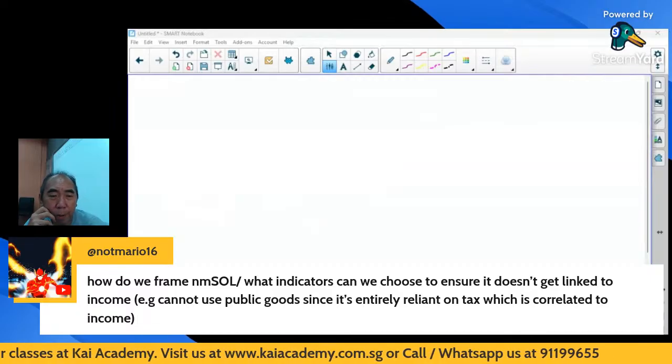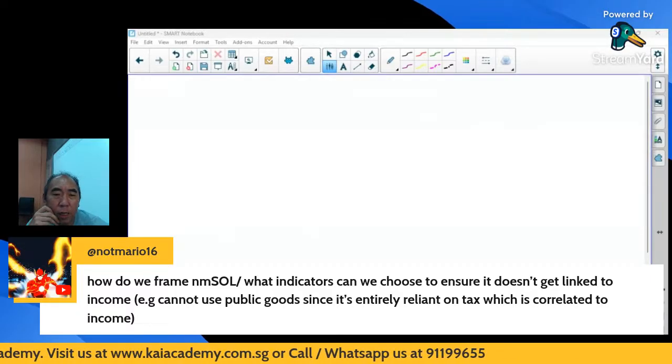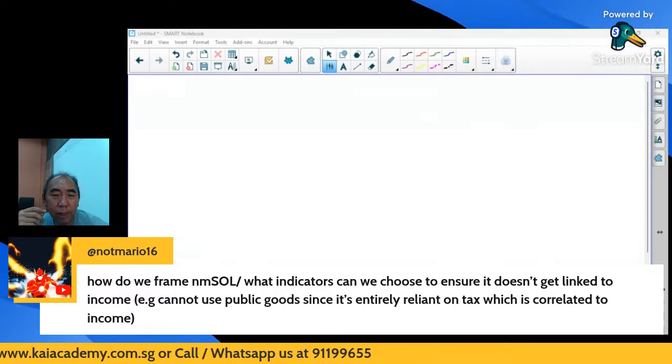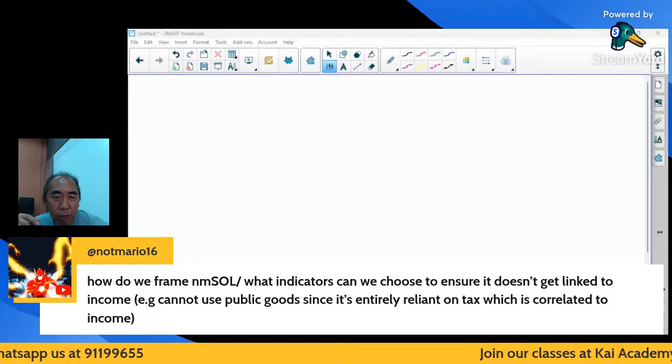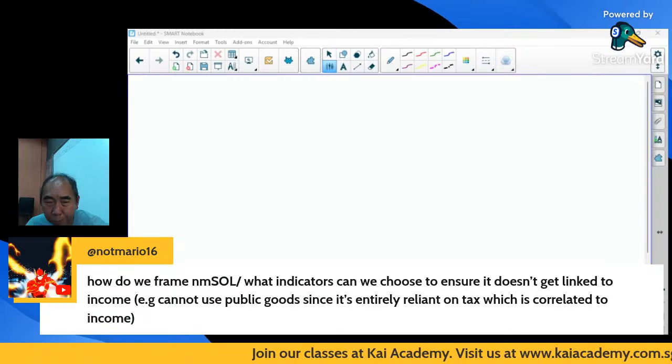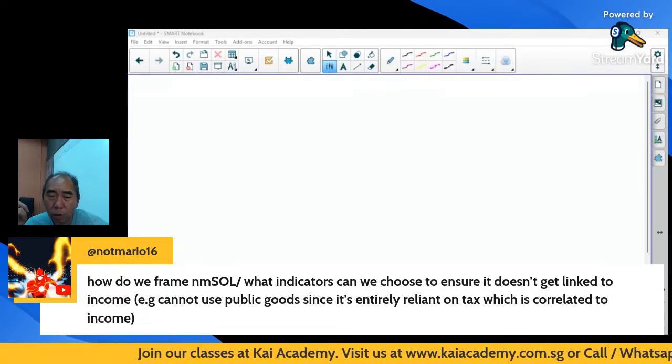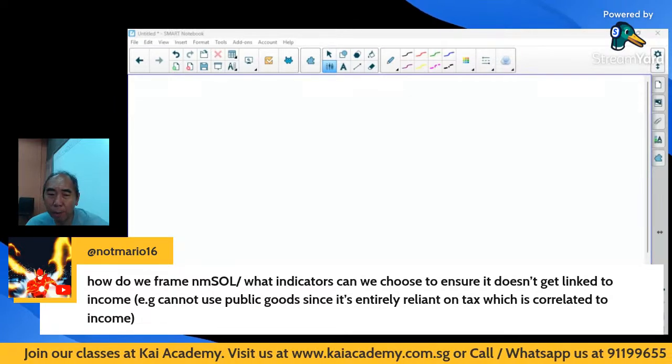How do we frame NMSOL? What indicators can we choose to ensure it doesn't get linked to income? For example, we cannot use public goods since they are entirely reliant on tax, which is correlated to income. No, you can talk about public goods, right? But you don't have to.